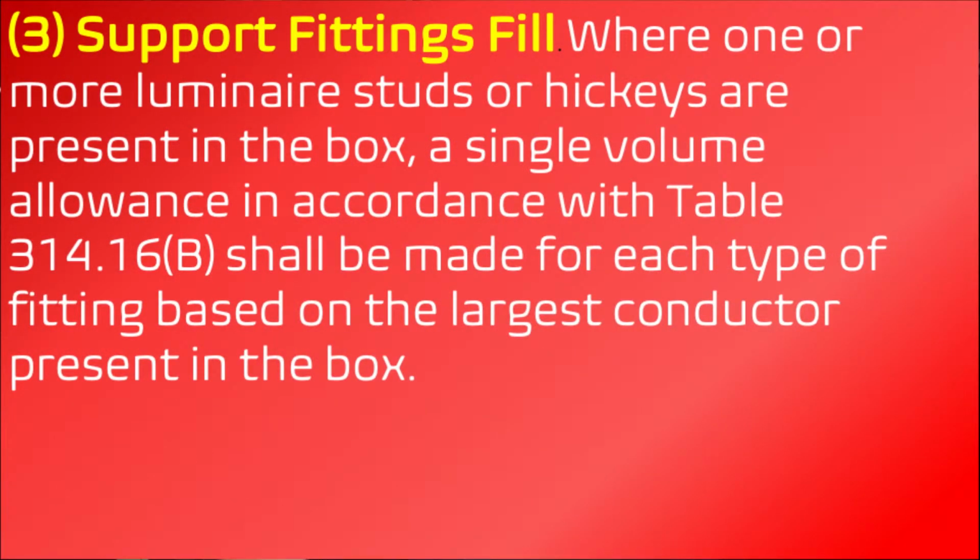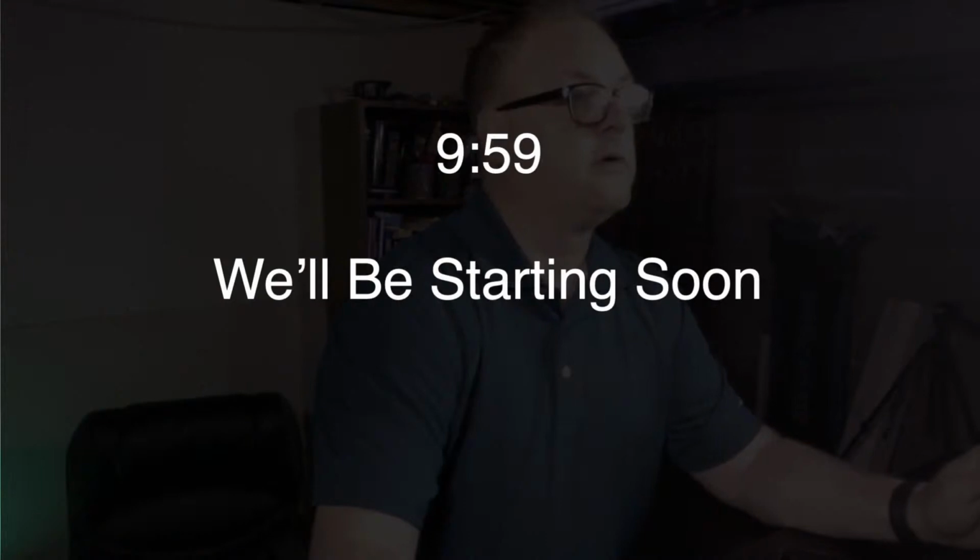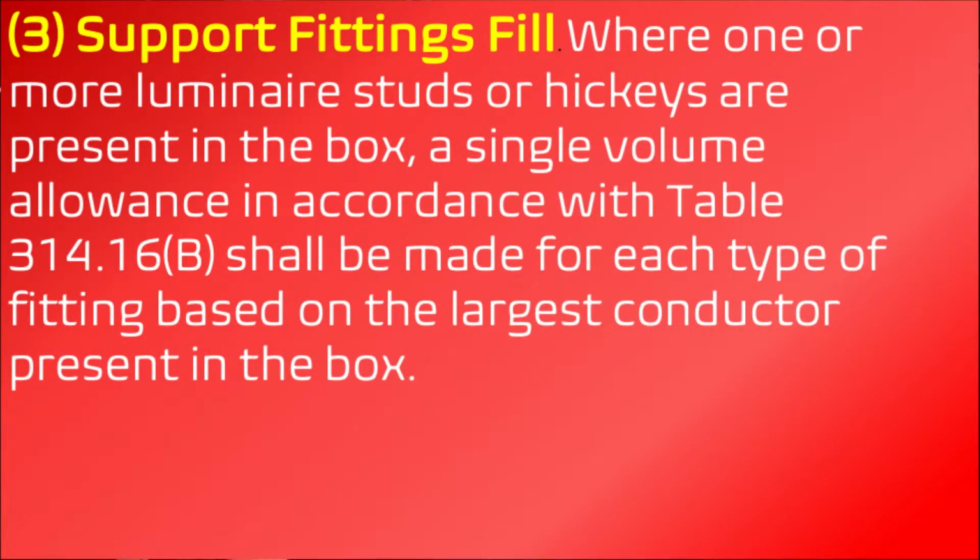So supporting fittings and fill, where one or more luminaire studs or hickeys are present in the box, a single volume allowance in accordance with 314.16b shall be made for each type based on the largest conductor. Kind of the same thing. A fixture, hickey, or a stud, that's something that is stuck on a lighting outlet box that's made to support your fixture, is what that is. And it's saying if you got one of those, you got to count it as one conductor of the largest conductor in the box.